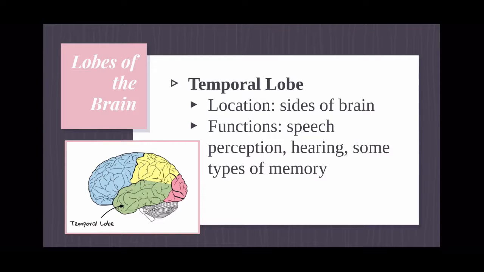Those sound waves are going to be processed and interpreted by your temporal lobe, and the words that you hear are actually coming from your brain. It's not coming from your ears. Your ears are just a collection of sound waves. There are also some types of memory stored in your temporal lobe, but their major job is to process what you hear.